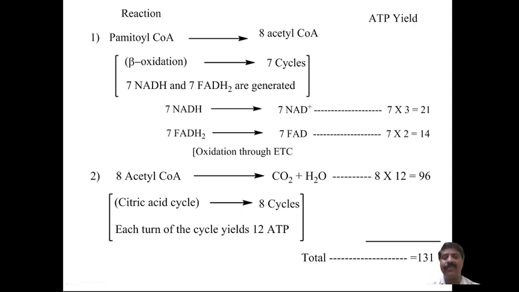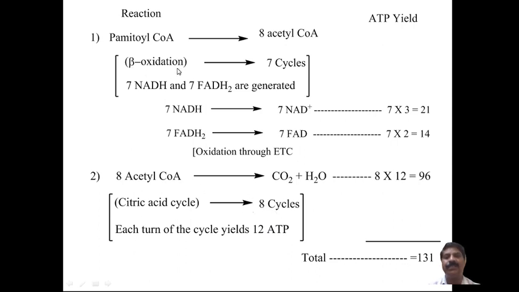You have already learnt about citric acid. From citric acid comes the citric acid cycle, which contains 8 cycles. The 8 acetyl coenzyme A is converted into carbon dioxide and water in the citric acid cycle. There will be 8 cycles.